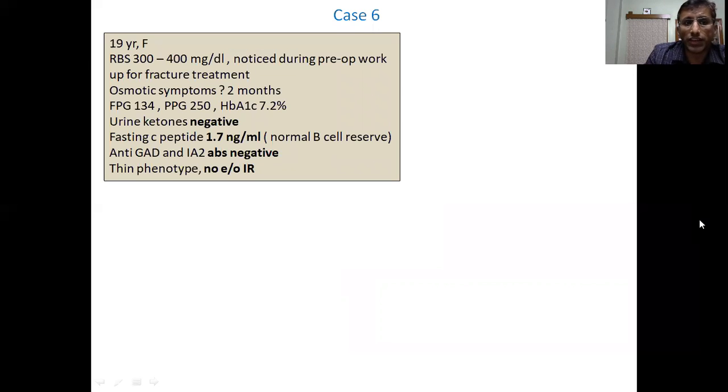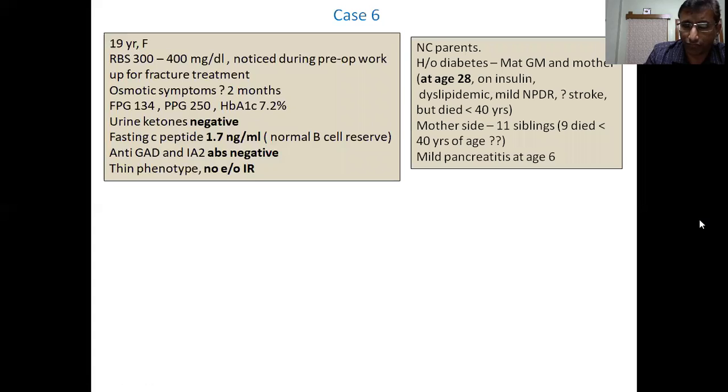So next is a 19-year-old female who presented with hyperglycemia, which was noticed on routine pre-operative workup because she had sustained a fracture of her zygoma following a fall. She reports possible osmotic symptoms for 2 months. She had hyperglycemia, HbA1c 7.2, indicating she is diabetic, but her urine ketones were negative. She had normal C-peptide levels, and her autoantibodies were negative. And she was a thin phenotype without any evidence of insulin resistance.